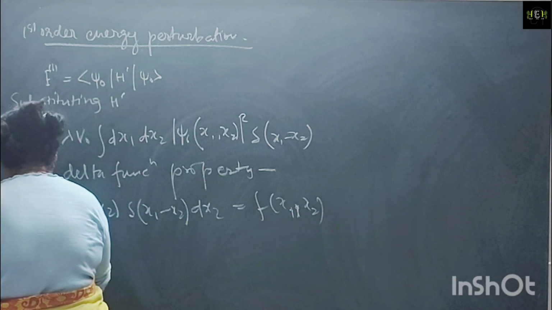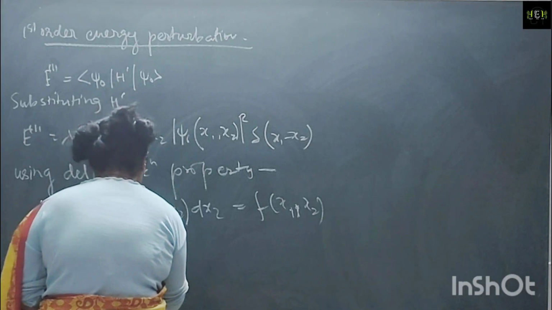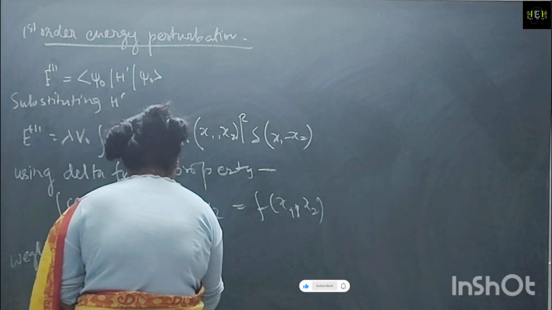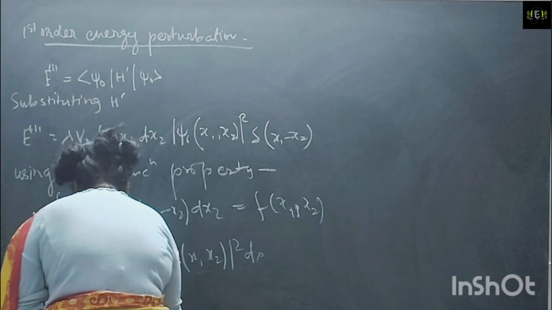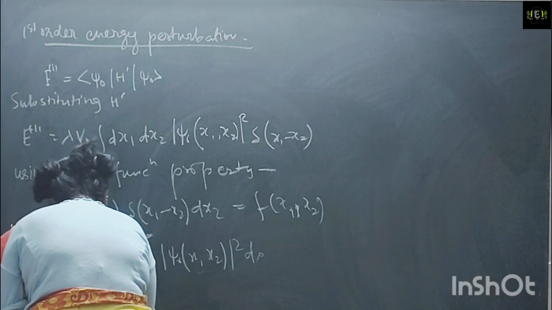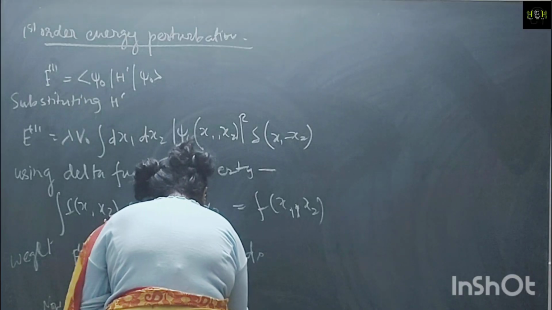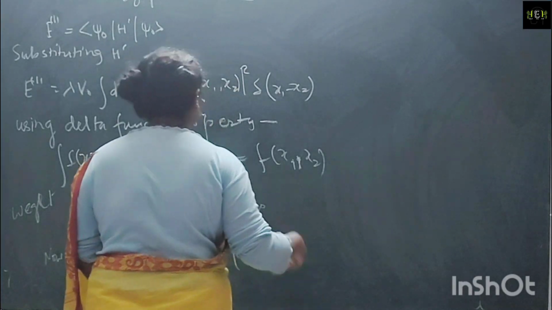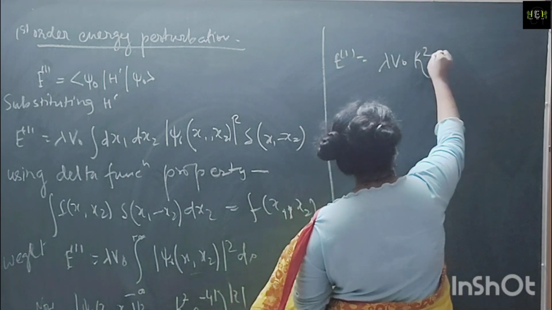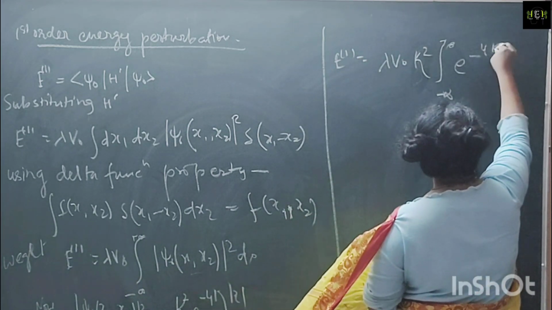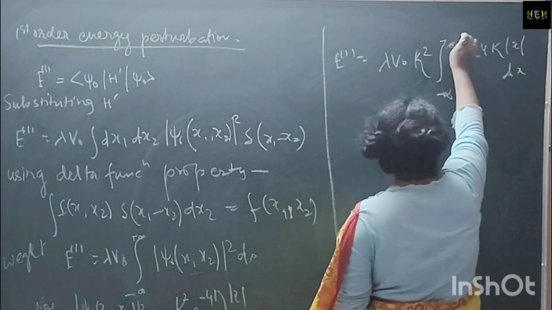So for this even part, I write lambda V naught times the integral from minus infinity to plus infinity of psi naught of x1 x2 mod square dx, and I already found this. I know that psi naught of x1 x2 mod square is nothing but kappa square e to the power minus 4 kappa mod of x, where mod of x is x1 plus x2. So my E1 becomes kappa square times the integral from minus infinity to plus infinity of e to the power minus 4 kappa mod of x dx. Now I will evaluate this integration.